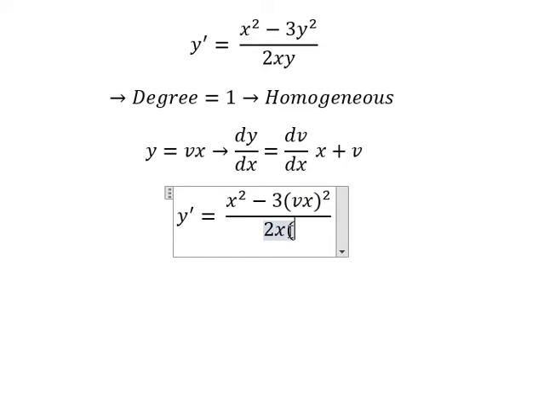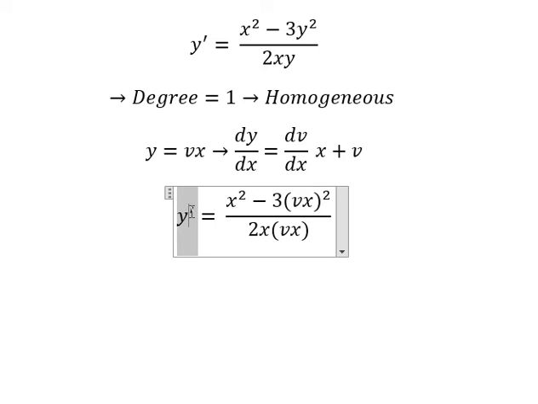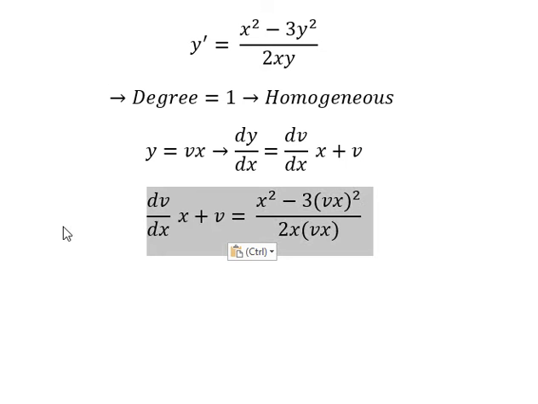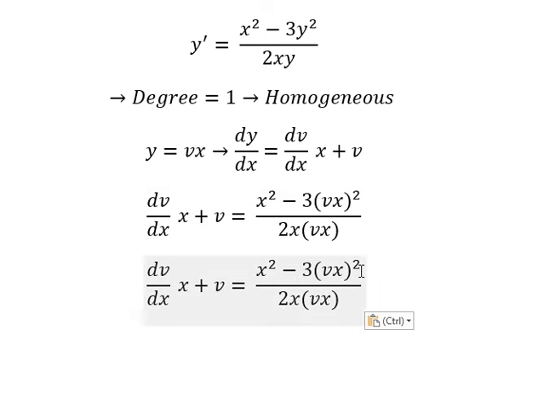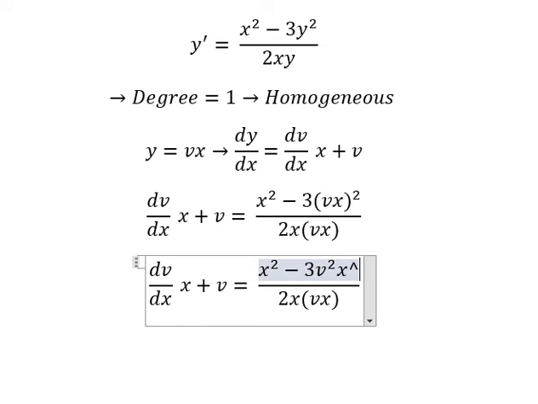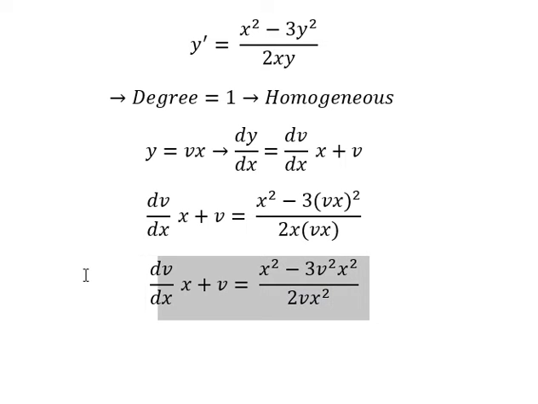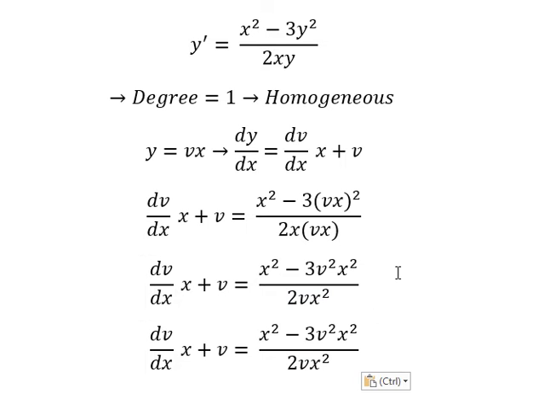Similar for this one. This one we change by this one. So this one we have v squared x squared. This one we have vx squared. Next we divide by x squared.